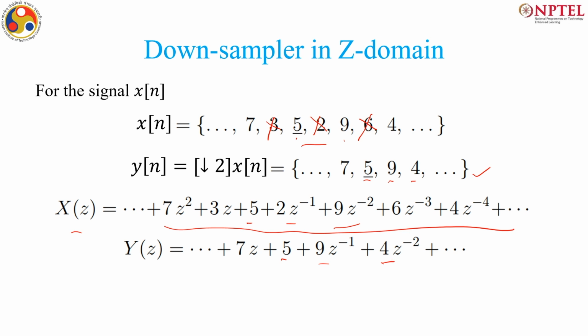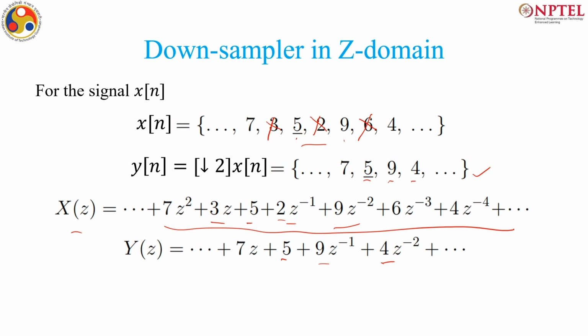Now, how do I represent y of z in terms of x of z? Because we have some extra terms like this 3 z, then what else, 2 z inverse. So, all the odd powers of z are not appearing in my y of z, right. So, I need to somehow delete those.